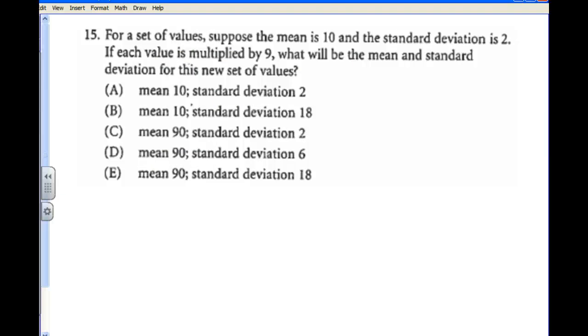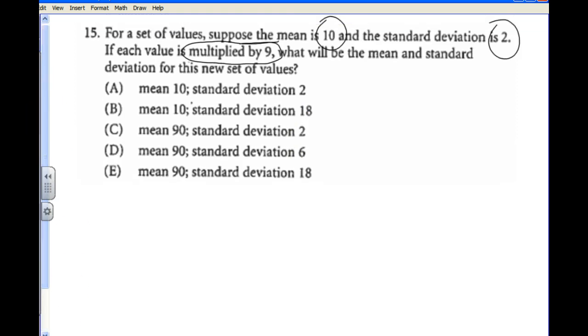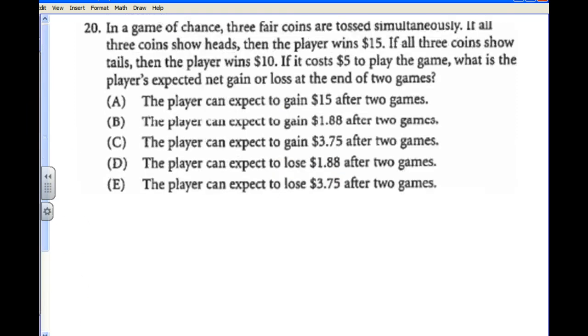And for a set of values, the mean is 10, standard deviation is 2. Each value is multiplied by 9. So when you multiply by 9, interestingly, the mean is multiplied by 9 and the standard deviation is multiplied by 9. So the correct answer there is E, 90 and 18. So when you add, you have to be careful of standard deviation, but multiply is the way you would think it would do it.